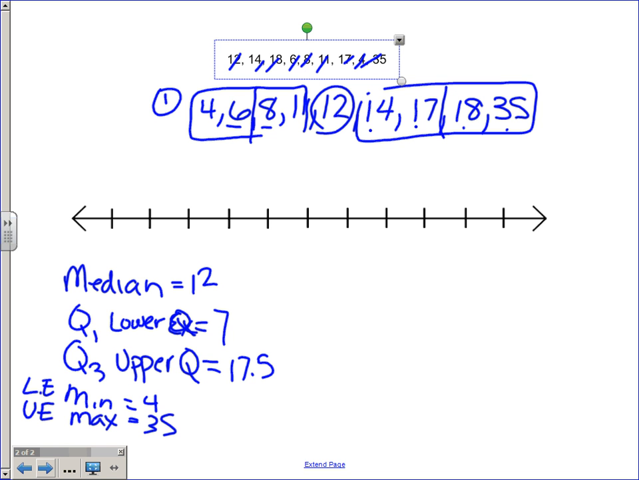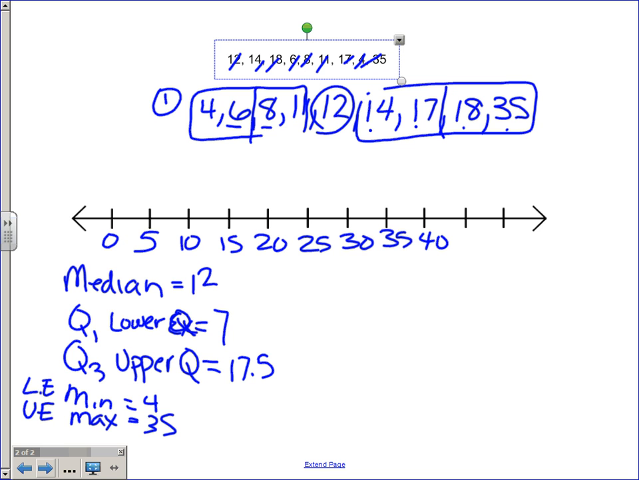So to do that, first we have to figure out our interquartile range. So let's do that first. If I can number this line, I've got to go from 4 to 35. So let's make this, I don't know, 5, 10, 15, 20, 25, 30, 35, 40. And that's fine. And now I'm going to do my box.